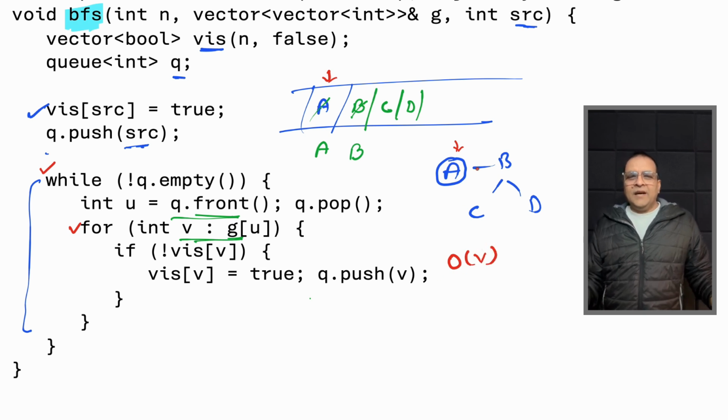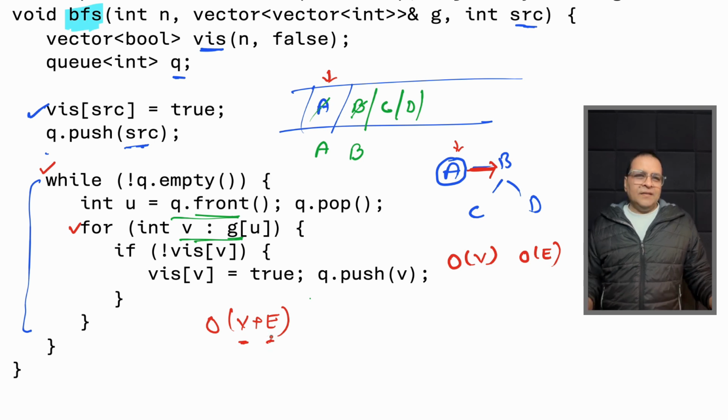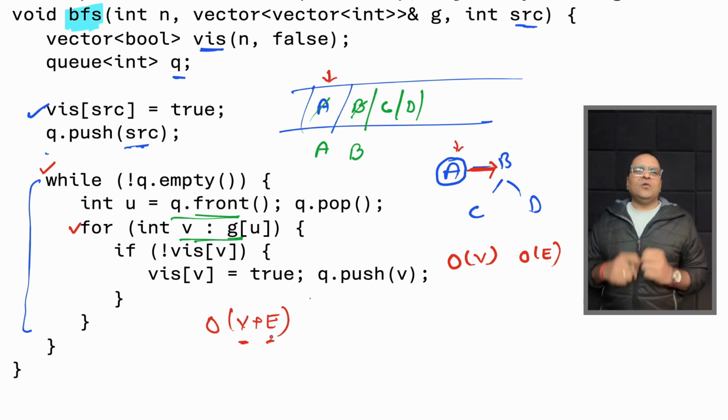Now for every vertex, we are considering every edge. But every edge will be considered only once. If it is an undirected graph, then an edge will be considered twice because an undirected edge is considered from both the vertices. But if it is a directed graph, then one edge will be considered only once. So every edge is considered once. It means that the total time taken to consider all the edges is order of E, where E is the number of edges. So total time taken by this entire BFS algorithm is order of V plus E, where V is the number of vertices and E is the number of edges. Therefore, it will be easier to find the time complexity by considering the elements rather than focusing on the loops.